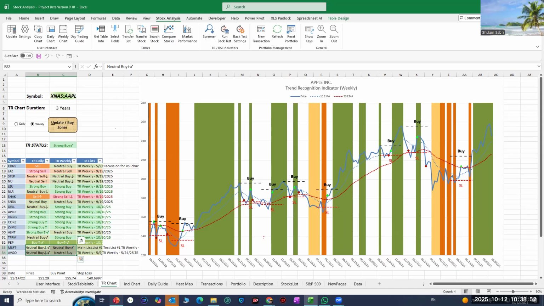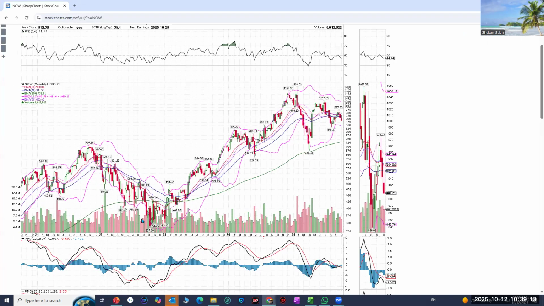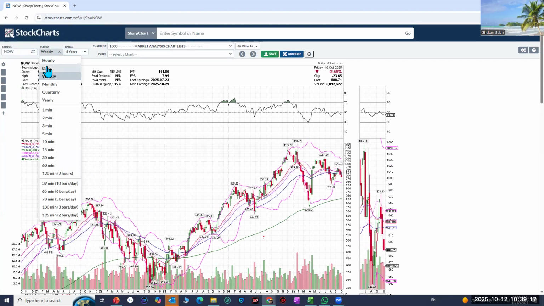So if we do not want to follow just the breakout, we want to also look at the pullbacks. Here are the things we need to consider. On the safer side, I don't buy below the 200 EMA line. That's just me. Some people are high risk takers. They want to take extra risk, so they want to go for it. So I cannot challenge anybody.